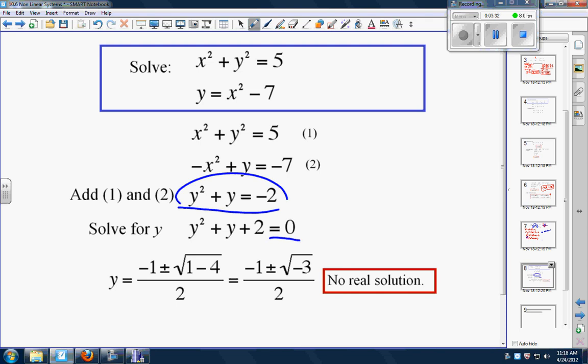Again, we always set it equal to 0. I don't know what multiplies to 2 and adds to 1. So you do quadratic formula. And you find there's no real solutions. Okay, so not just one way that you can do these.